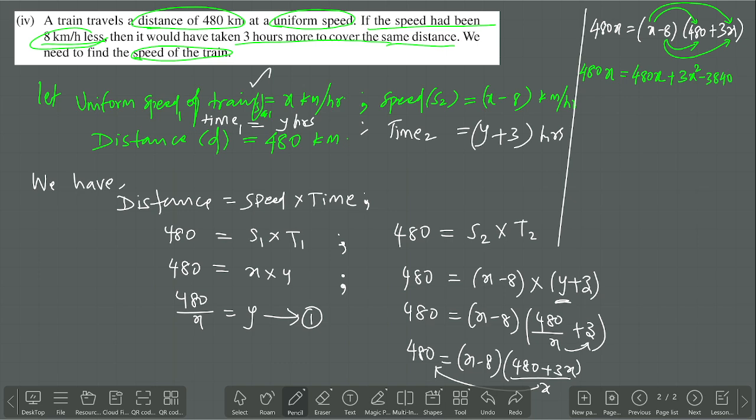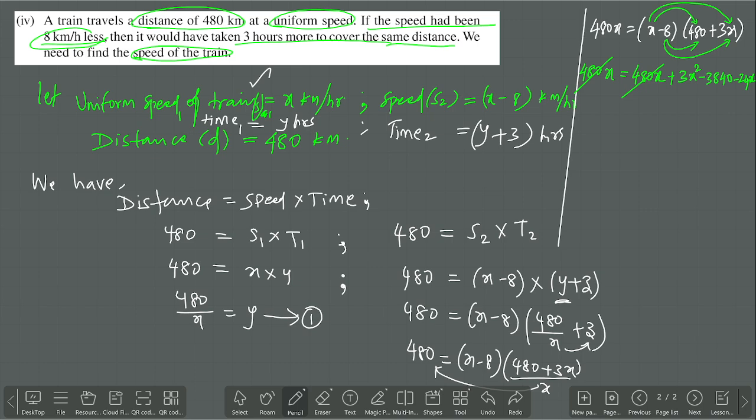3840. Is it so? Right. 8 3s are 24x. Is it okay? 8 into minus 8 into 3x, I am getting minus 24x. Is it okay? Now, this 480x will cancel. When you take it to the other side, it will be negative. So it gets cancelled. It's not equal to 1, 0, because it's subtraction.